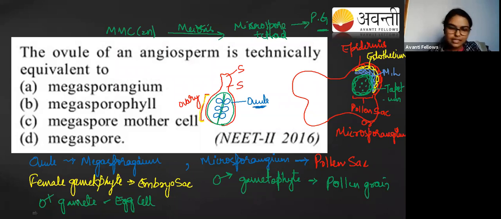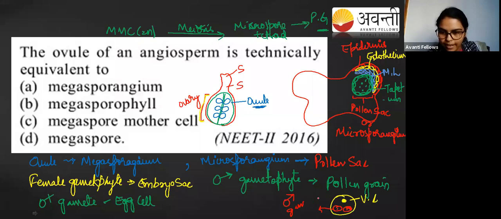So inside a pollen grain, there are actually two male gametes, right? So this is a pollen grain. This is the vegetative cell. And along with the vegetative cell, there are two more cells. These two cells are actually the male gametes. They always occur two in number.